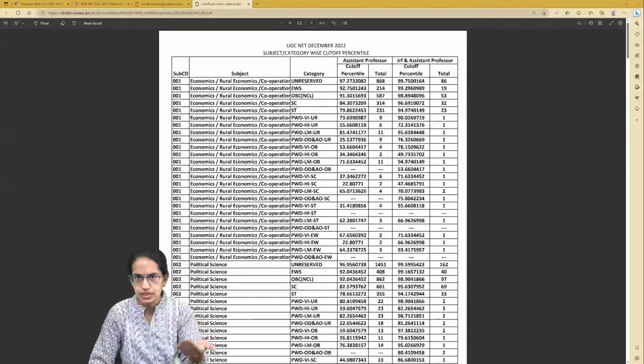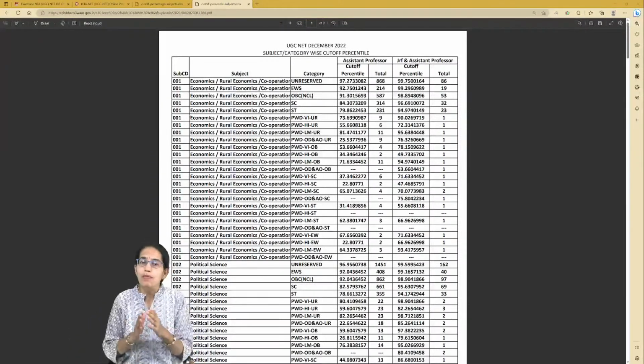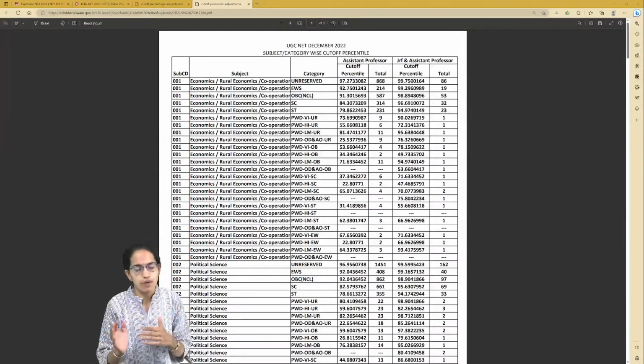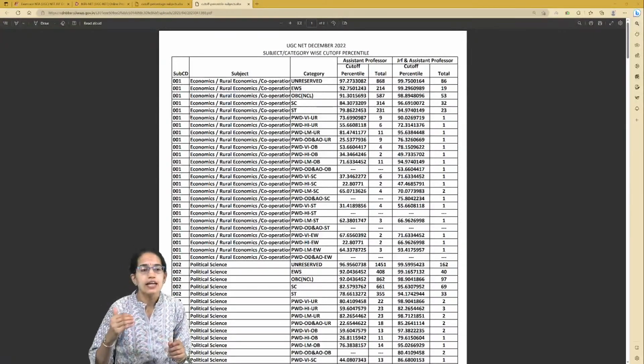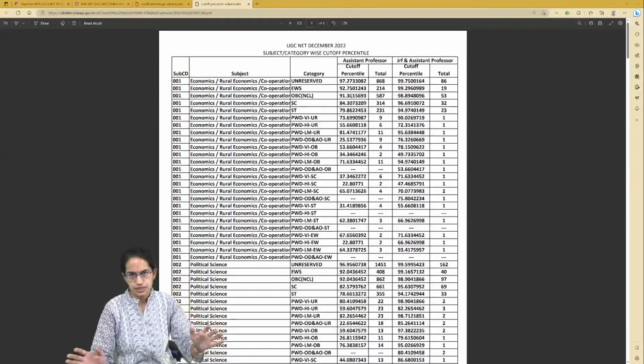You get the percentile score. Now, what do you need to understand? Whether you need to talk about percentiles or cutoff marks. We'll have an idea about it in a while. Let's say here we have economics, unreserved category, and the cutoff percentile for assistant professor is 97 percentile.